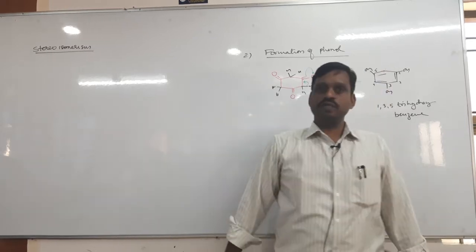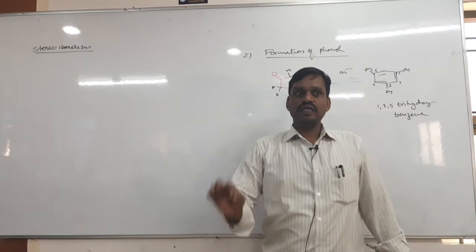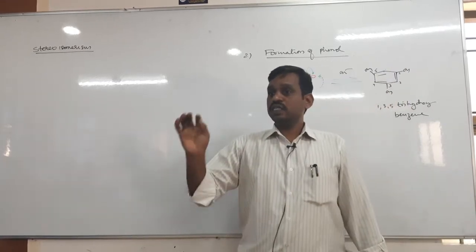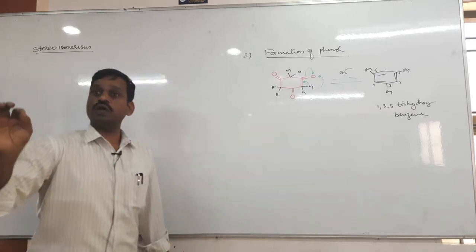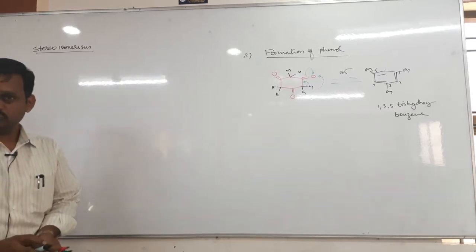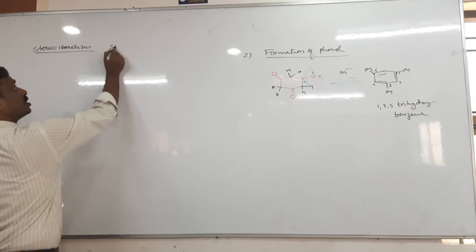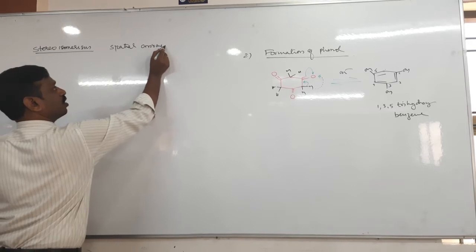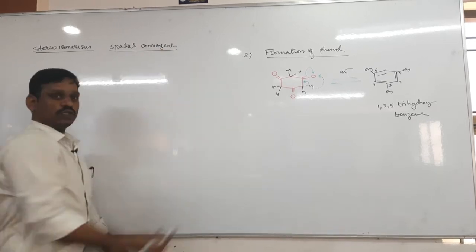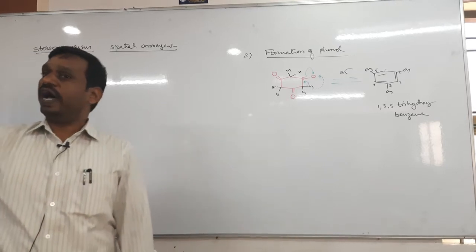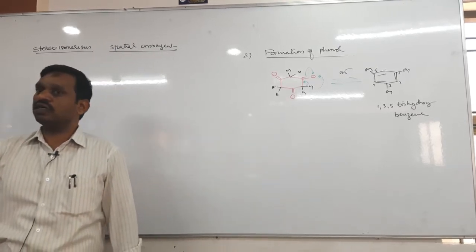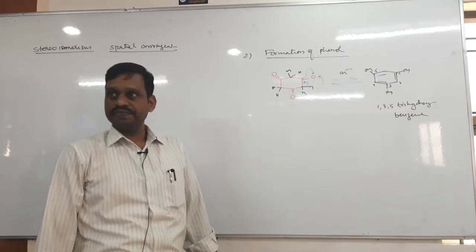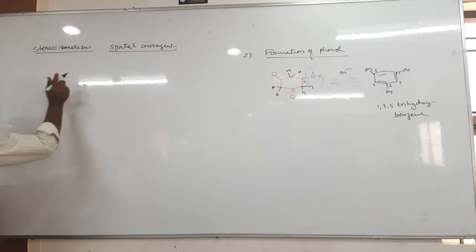Now tell me, what are stereoisomers and what is stereoisomerism? The organic compounds which have the same molecular formula but differ in the spatial arrangement of atoms or groups of atoms in a molecule. So they differ only in spatial arrangement, meaning 3D arrangement. Such compounds are called stereoisomers, and this phenomenon is called stereoisomerism. Stereoisomerism is further classified into two types.